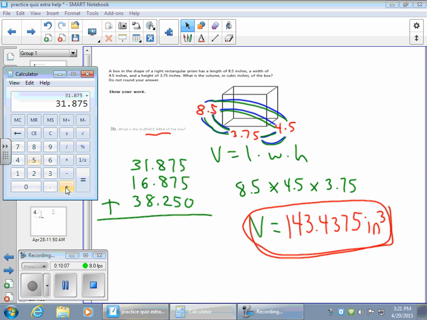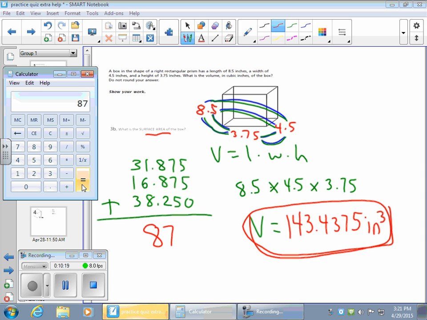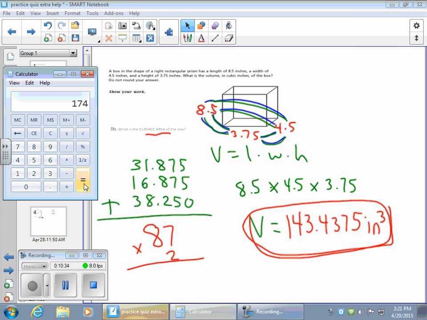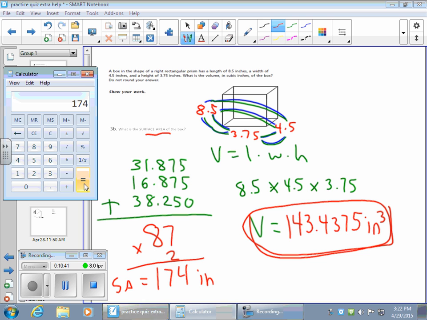31.875 plus 16.875 plus 38.250 equals 87. How many sides is that? 3 sides. How many sides do we have? 6. So we have to double it. 87 times 2, or 87 plus 87. 87 times 2 is 174. The surface area is 174 inches squared.